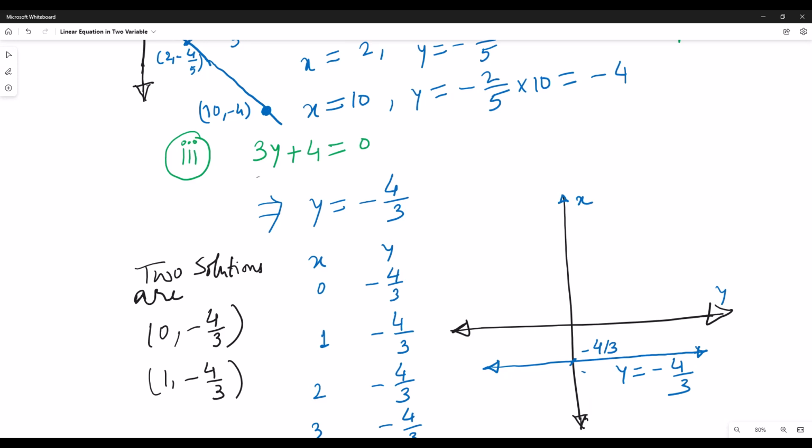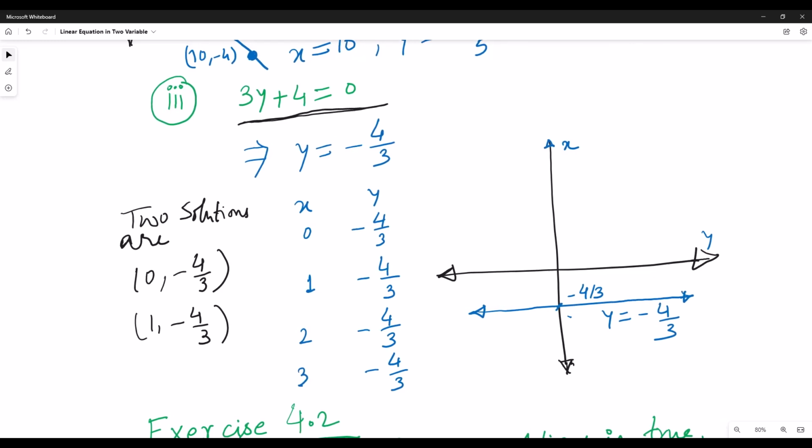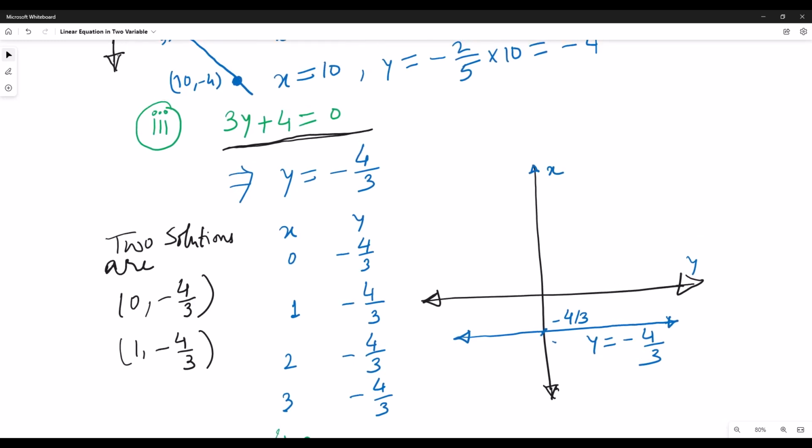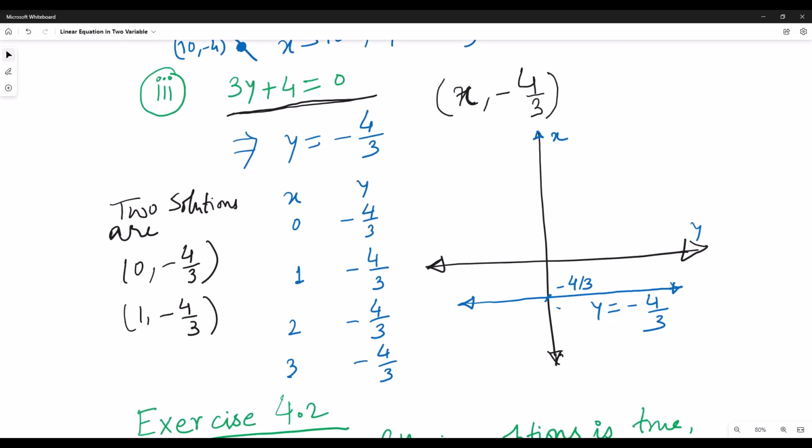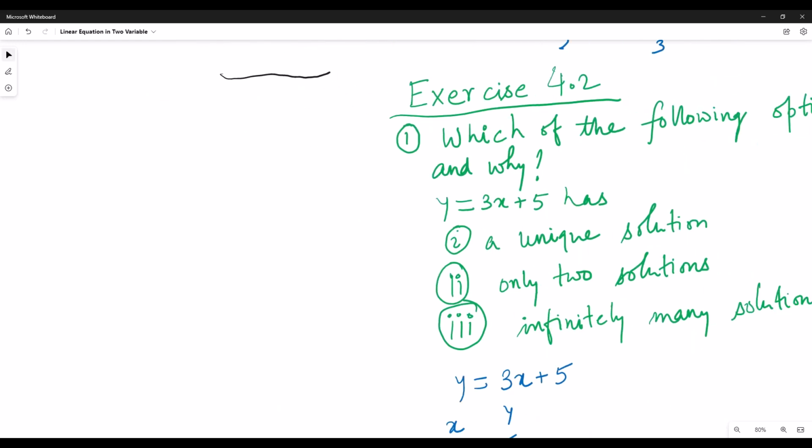3y plus 4 equals 0. So y equals minus 4 by 3. This is true for all values of x, but y has to be minus 4 by 3. So the general solution of this equation is (x, minus 4 by 3). y has to be minus 4 by 3 and x can be anything. For x is 0, y is minus 4 by 3. For x is 1, y is again minus 4 by 3. So for all values of x, y is minus 4 by 3. That is the meaning of this equation.